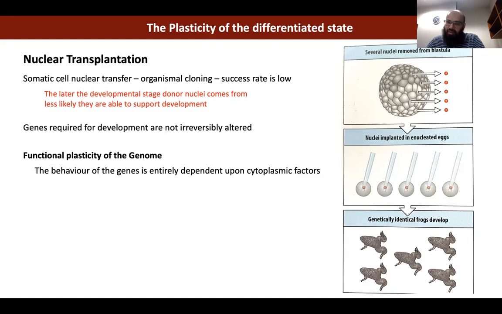But the important message is that there is functional plasticity in the genome, that it can go back to its previous state if you provide a proper stimulus. And that stimulus is provided by putting this nucleus back into an oocyte, which has all the cytoplasmic factors required to maintain this embryonic state of the cells. And then if you let them grow, they will develop into genetically identical organisms.